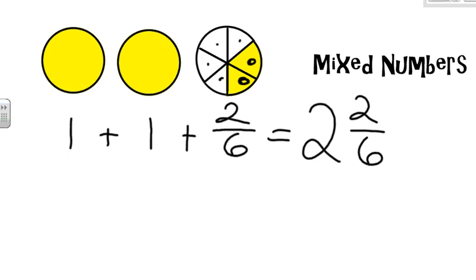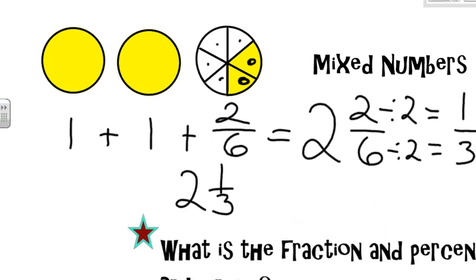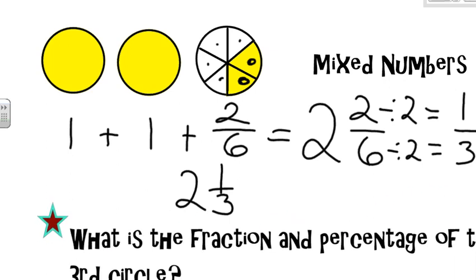But wait, these numbers are both even, so let's reduce this fraction. Divide them both by 2, and suddenly we get a nice fraction of 1/3 for a final answer of 2 1/3. And so we have a mixed number. From here, let's pull in this idea and see if you can solve this sample problem.